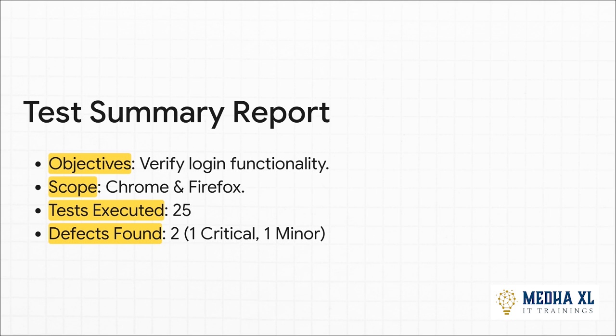Notice the clarity. 2 defects found. One is critical, one is minor. A critical bug might mean nobody can log in at all. A minor one might just be a typo. That distinction tells the team what has to be fixed before this can go out.